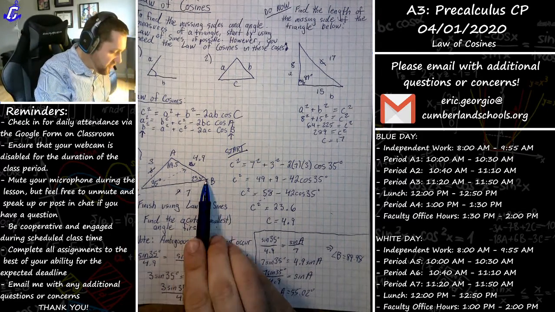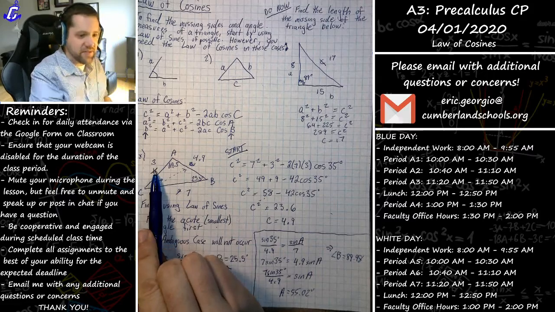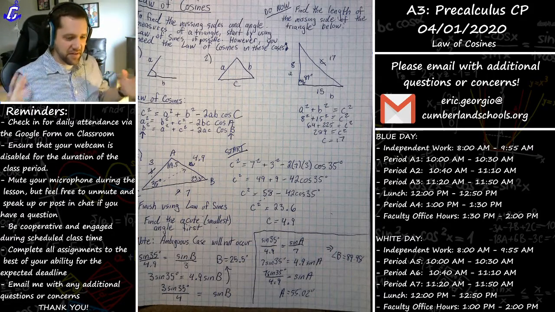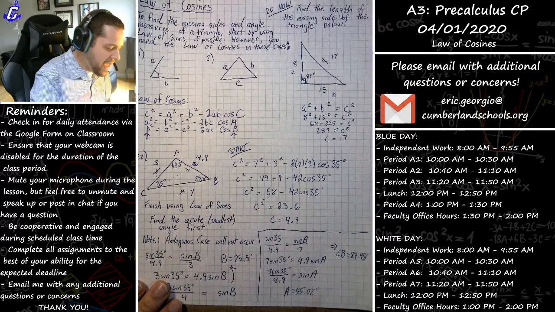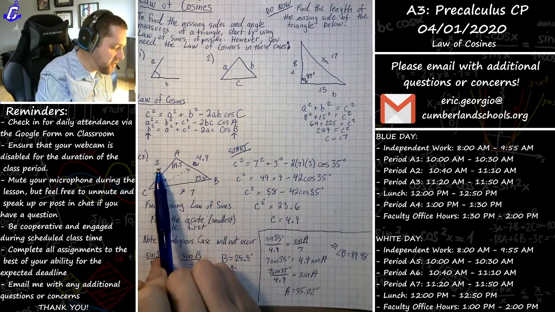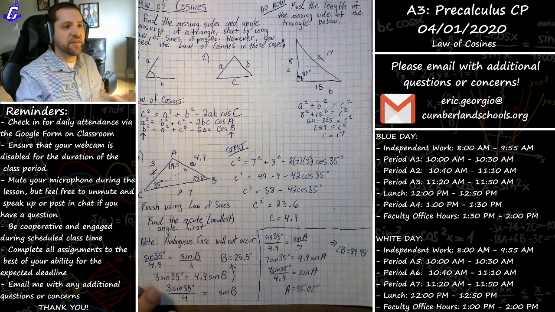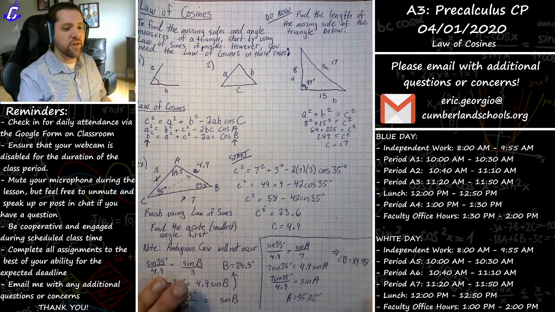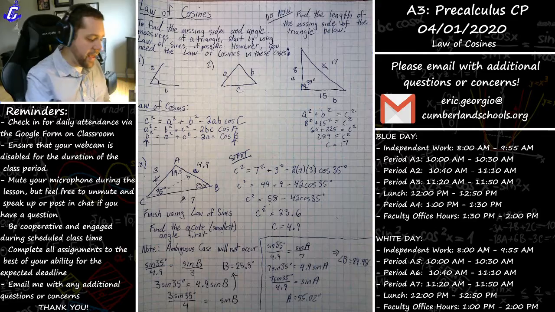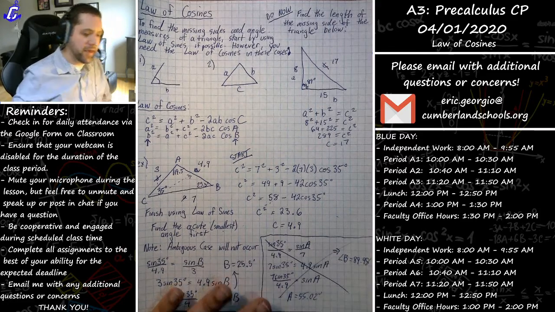Because it's across from the smallest side. Do you see how that answer doesn't make any sense at all? Because angle B can't be the largest angle. It's across from the smallest side. It has to be the smallest angle. So this is the type of stuff that can happen if you do not solve for that acute angle first. You can get answers that really just don't make any sense.